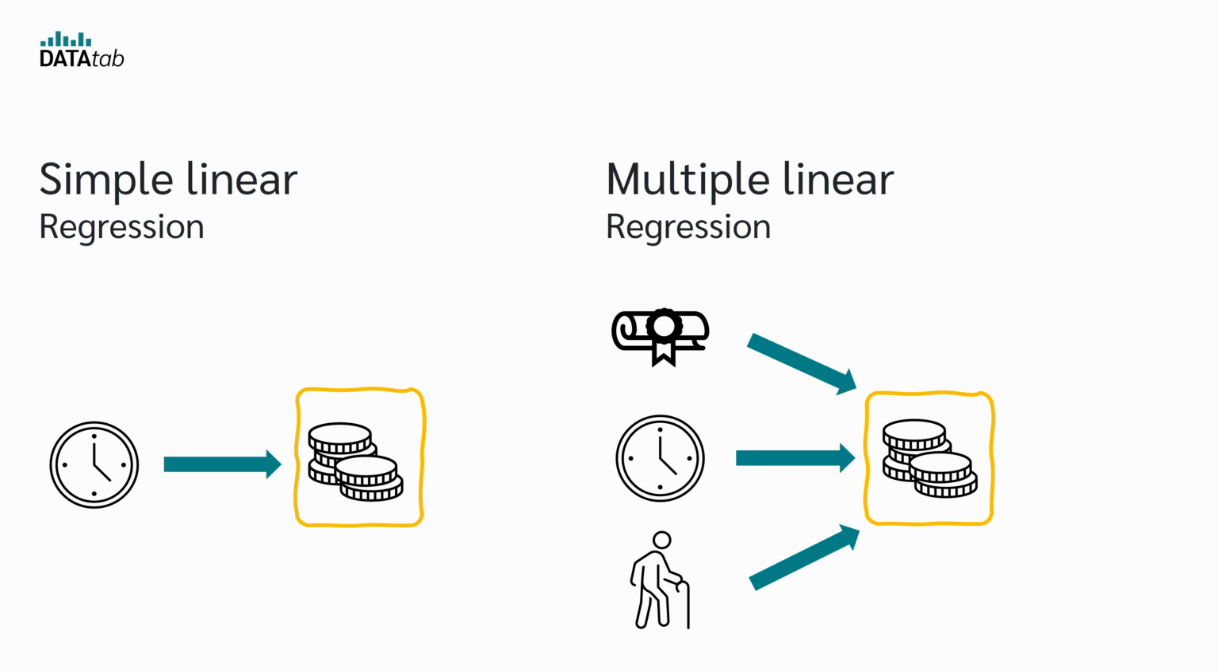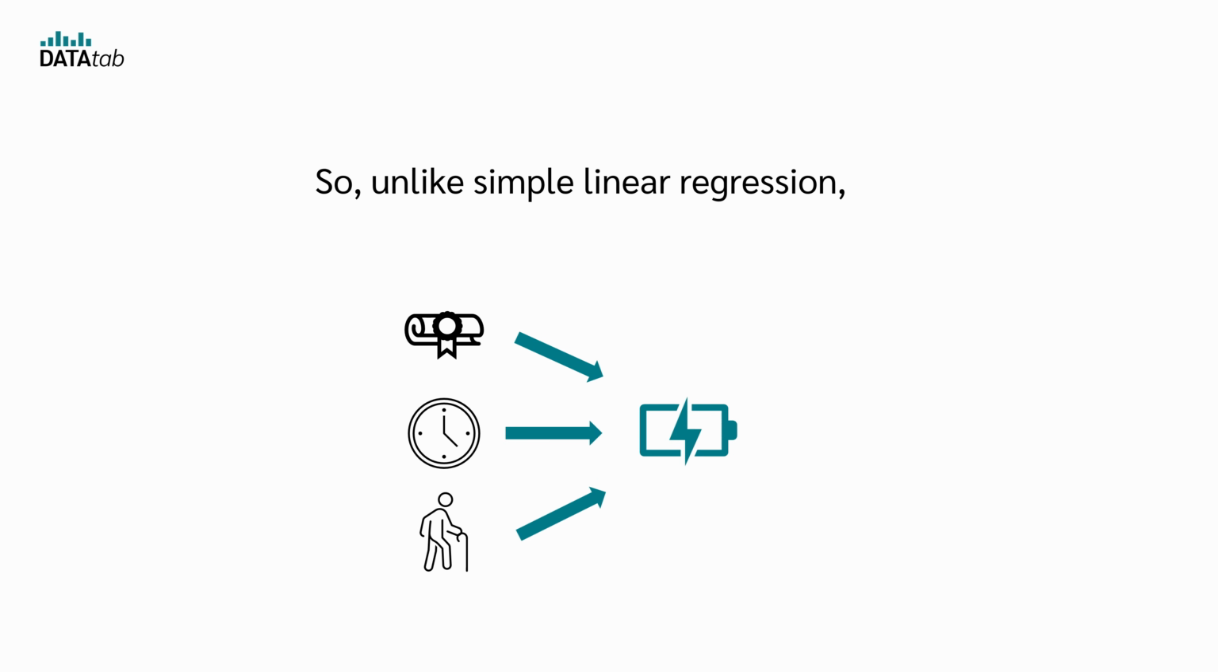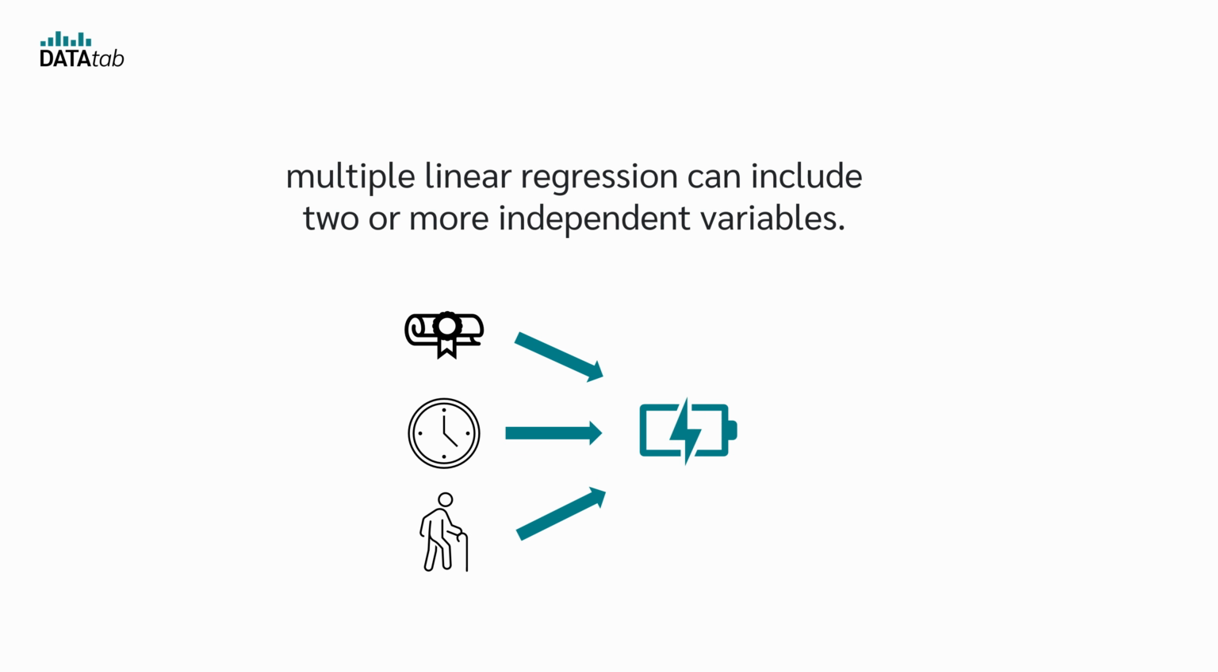Both have in common that the dependent variable is metric. Metric variables are, for example, the salary of a person, the body size, or the electricity consumption. So unlike simple linear regression, multiple linear regression can include two or more independent variables.